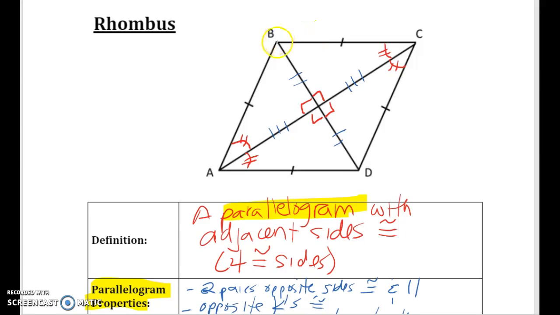And BD is going to cut angle B and angle D into 2 congruent parts. And we know that angle B and angle D are congruent because that's a property of the parallelogram, that opposite angles are congruent. So notice that the rhombus is made up of 4 congruent right triangles.